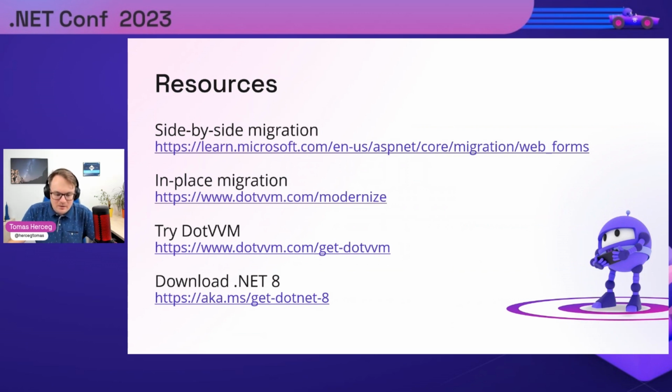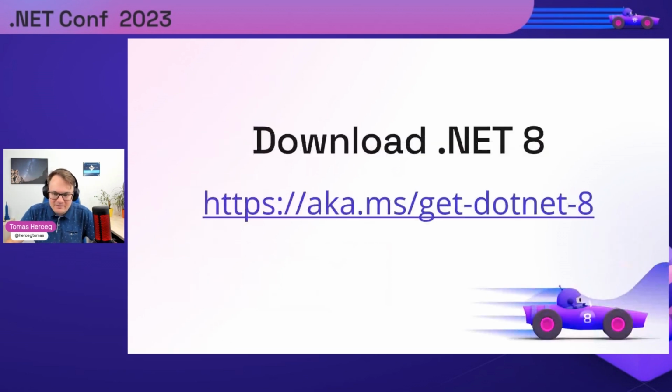You will find most of the things about the side-by-side migration in the documentation of ASP.NET Core, and we have a lot of materials about the in-place migration on the dotvvm.com website slash modernize. And of course, download .NET 8 because it's the best release of .NET so far, with the greatest performance and other enhancements.